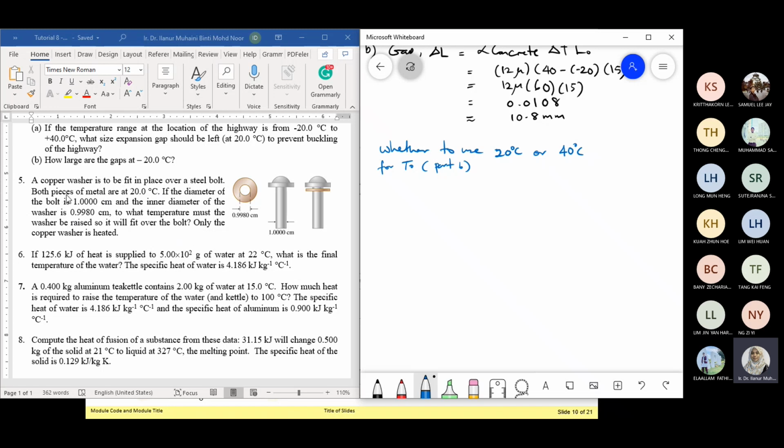Okay, the diameter of the bolt, this is the bolt, this one is the washer, later you confuse which one. Diameter of the bolt is 1 centimeter. And the inner diameter of the washer, this one, is 0.9980 centimeter. To what temperature must the washer be raised so it will fit over the bolt? This one is not exceeding 1. This one is 1, this one is 0.99. So you must heat this until it becomes 1.